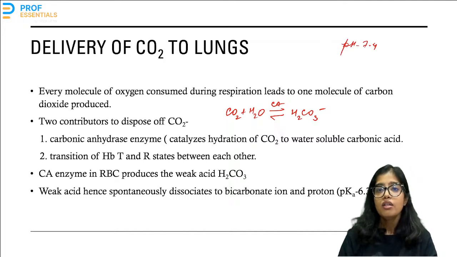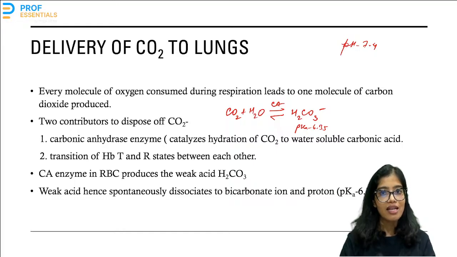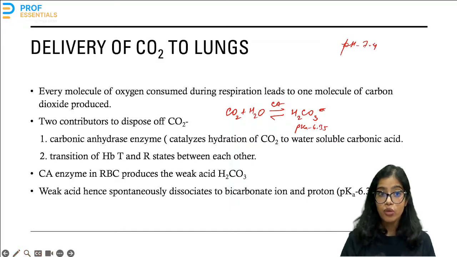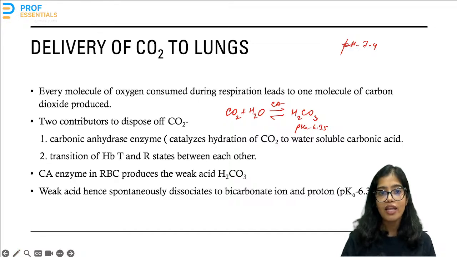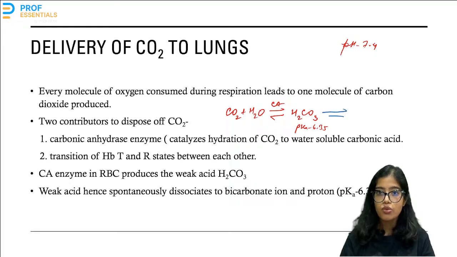Now, the pKa for this is 6.35. So, compared to plasma, this carbonic acid is what? Carbonic acid is more acidic. Even though it is a weak acid, carbonic acid is more acidic compared to plasma. So it is going to exist in an ionic form in the plasma. Why? Because it is going to donate its proton. Because it is going to behave as a strong acid here.